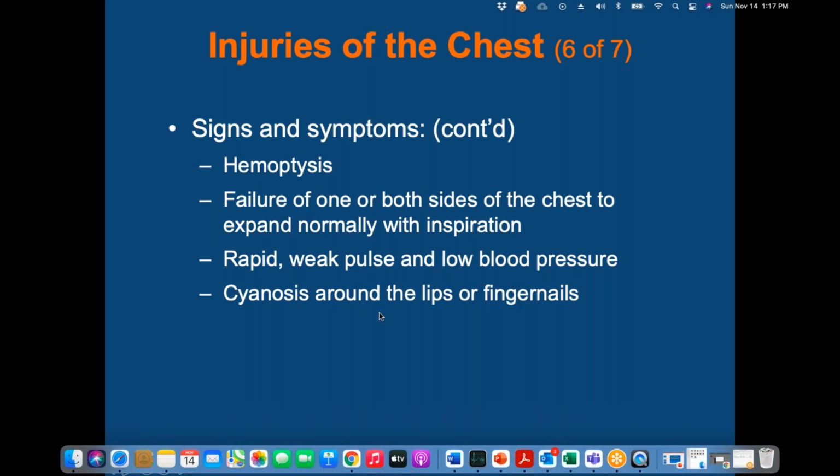Failure of one or both sides of the chest to expand normally with inspiration. So these are some signs and symptoms of the chest injuries. And also make sure you get a very good set of lung sounds, as that could mean the difference between the collapsed lung or not, and be able to hear either absent or diminished sounds on one side.